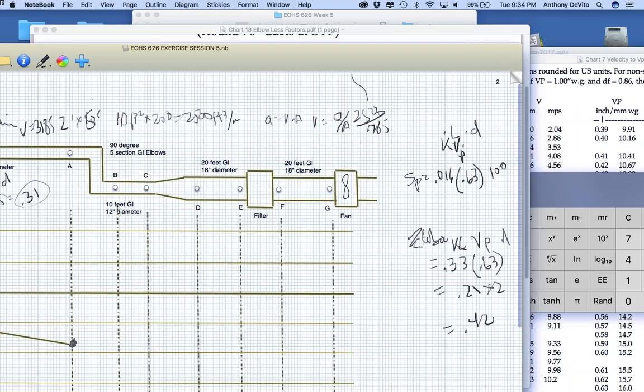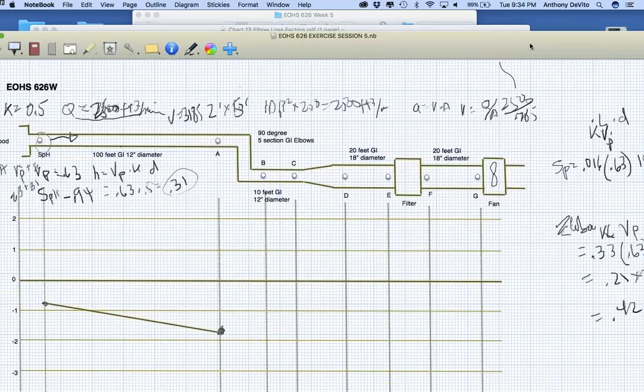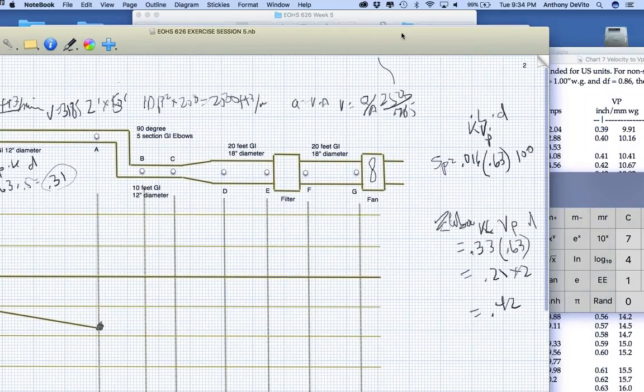So now, in order to achieve 1.9 suction pressure at point A, which will achieve 0.94 suction pressure at the hood entry, now this has to be a greater suction pressure. And how much greater? What do we just calculate? 0.42 inches, right?